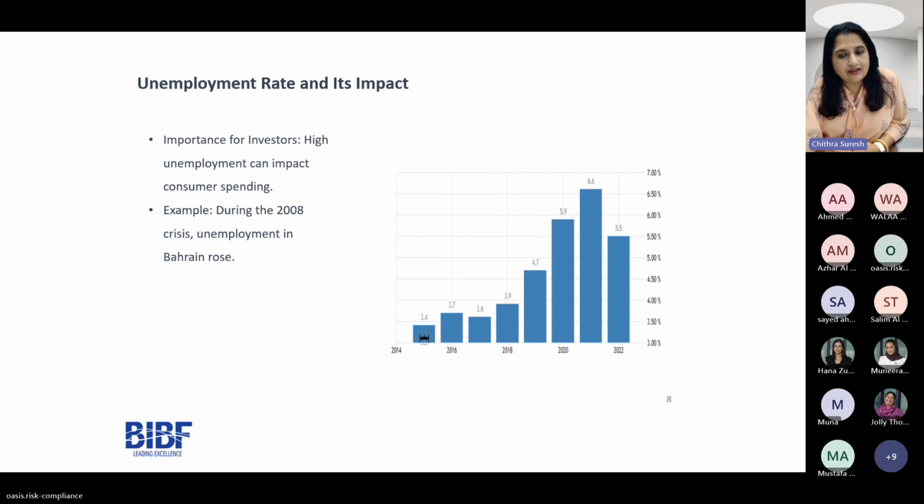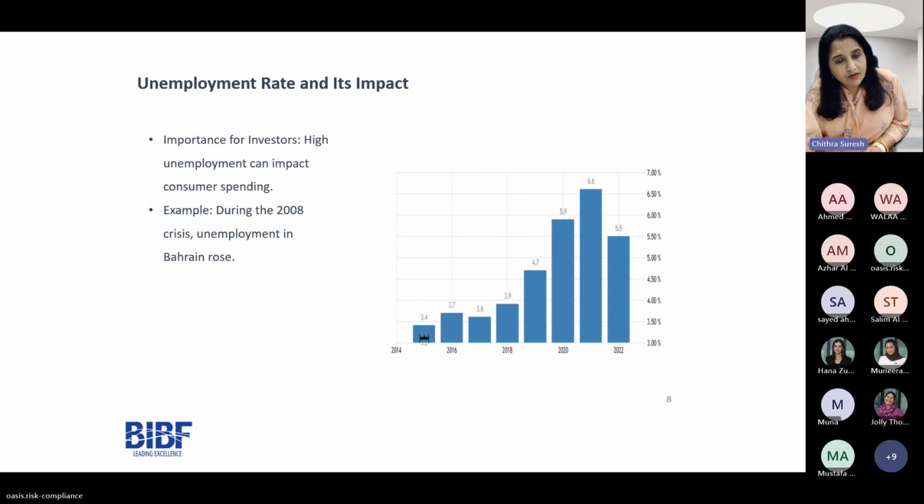This in turn affects the aggregate demand, which is the total demand for all the goods and services in the economy. So when the unemployment rate is high, aggregate demand decreases, leading to reduced sales and revenues for businesses. So definitely profits will fall and our returns will also fall. Moreover, unemployment rates can influence market confidence and investor sentiment. So high unemployment can create uncertainty and lower market confidence, potentially leading to very bad stock market performance.